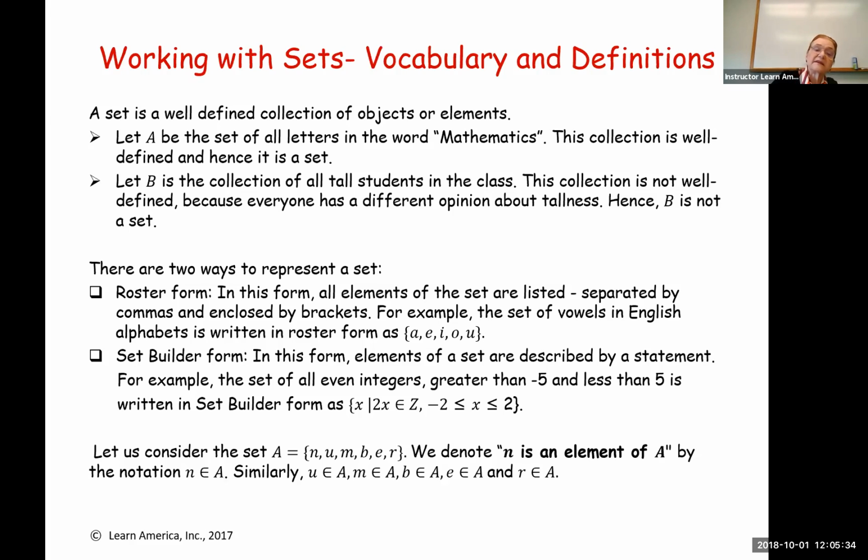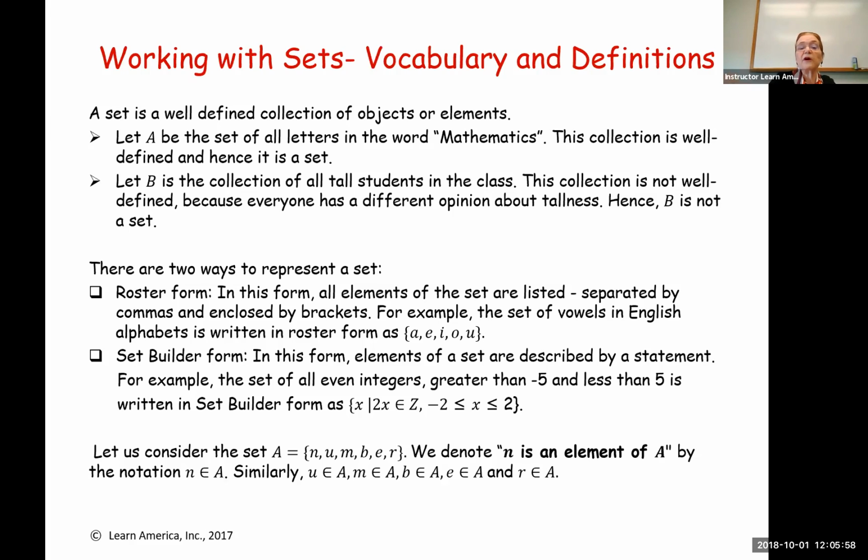Now, we represent the set in a couple of different ways. One way is called roster form. In this form, all the elements of the set are actually listed, separated by commas and enclosed by braces. So, for example, the set of vowels in the English alphabet is written in roster form using braces: {A, E, I, O, U}. Now, we don't repeat elements.